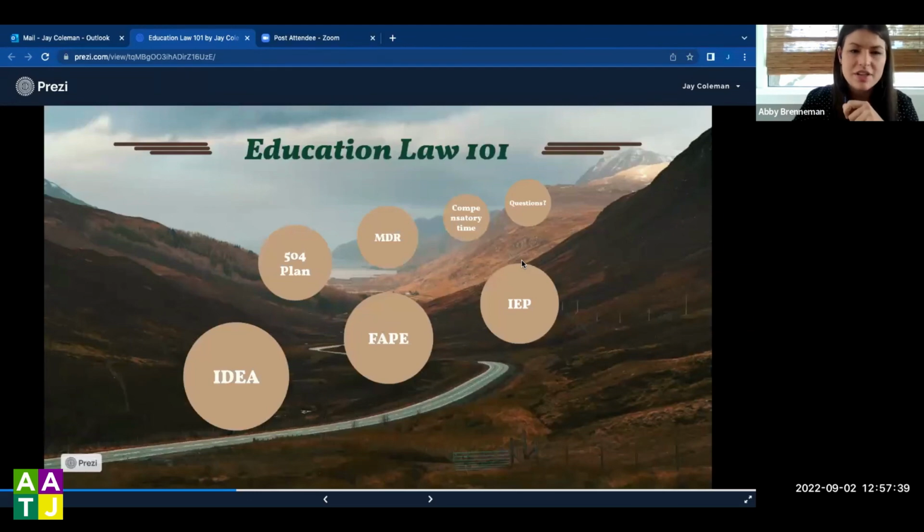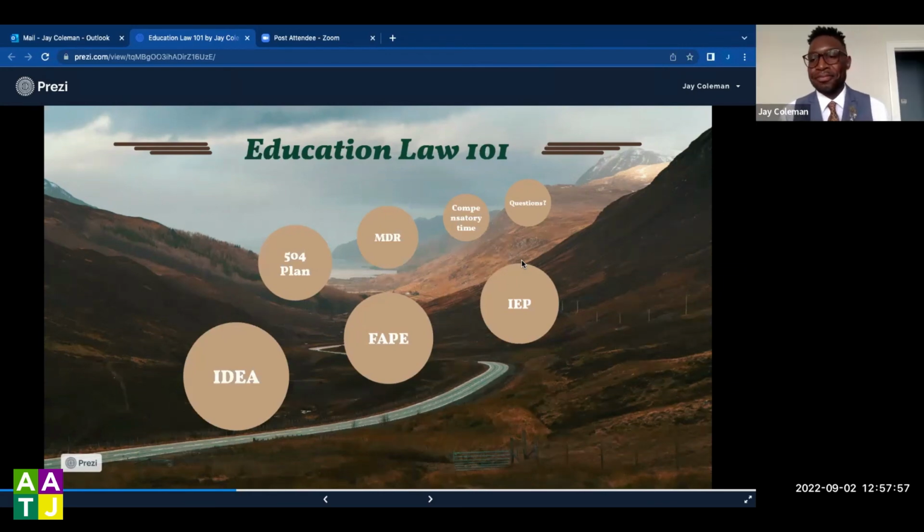And someone else had a question. I think we probably covered this. They were asking if a foster parent can request an IEP. And this is not a question, but a comment from Tabitha Lee: thank you, Mr. Coleman, excellent presentation. Oh, thank you.